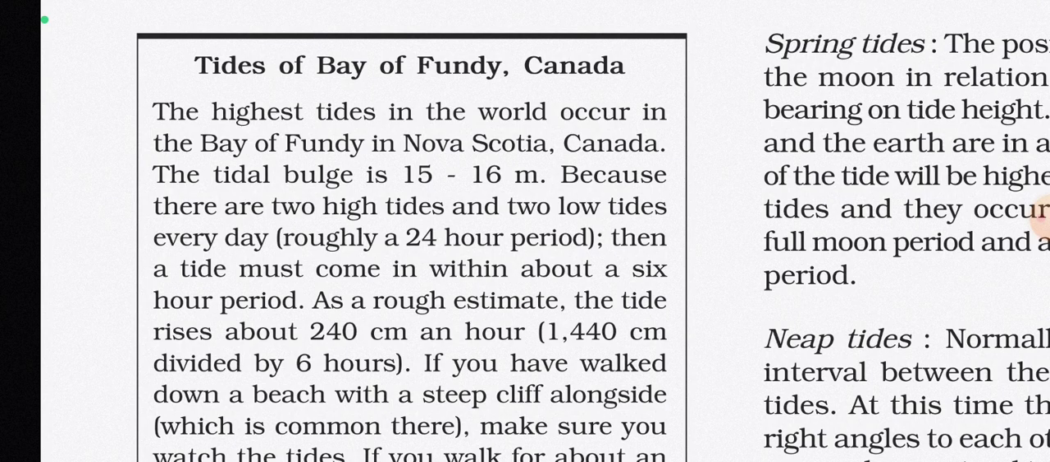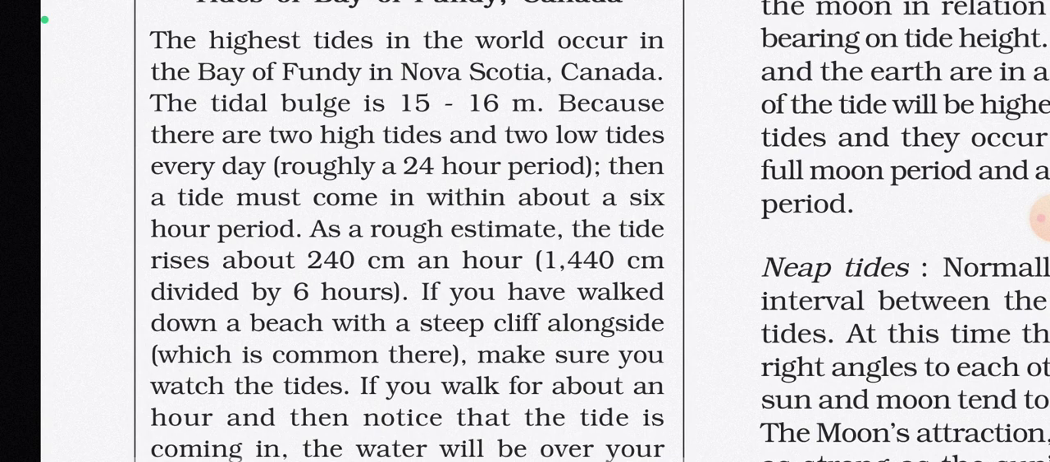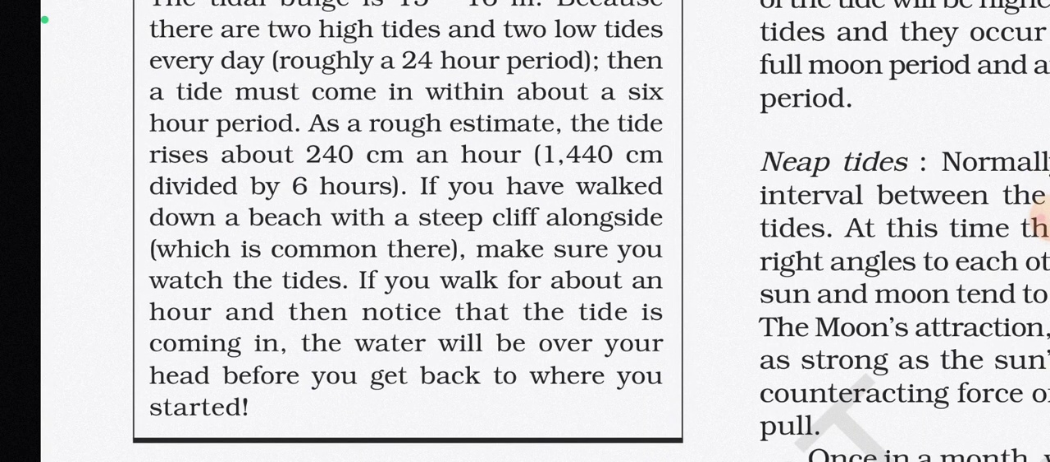The tidal bulge is 15 to 16 meters because there are 2 high tides and 2 low tides every day. Okay. Then a tide must come in within about a 6-hour period. As a rough estimate, the tide rises about 240 centimeters an hour. If you have walked down a beach with a steep cliff alongside, which is common there, make sure you watch the tides. If you walk for about an hour and then notice that the tide is coming in, the water will be over your head before you get back to where you started.